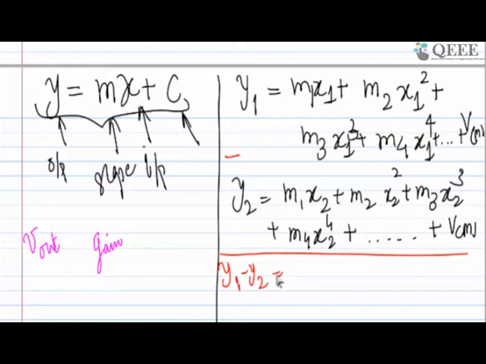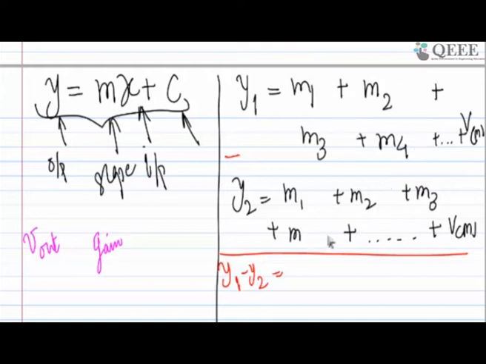Before doing this, I should replace x1 with V in. So let's put it this way. My x1 is V in and my x2 is minus V in. So x1 is V in and x2 is minus V in. You can put it this way.